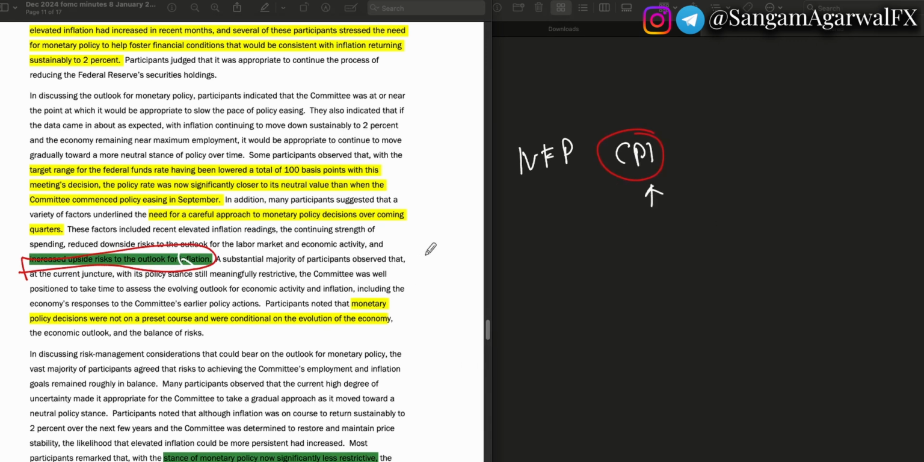After the election now they are seeing upside risk to inflation, because all the time in 2024, in every FOMC meeting, they were ignoring upside risk to inflation, but now with high rates they are seeing upside risk to inflation. In simple terms, fewer rate cuts immediately after the election. That's why they are saying there is a need for a careful approach to monetary policy decisions over coming quarters.